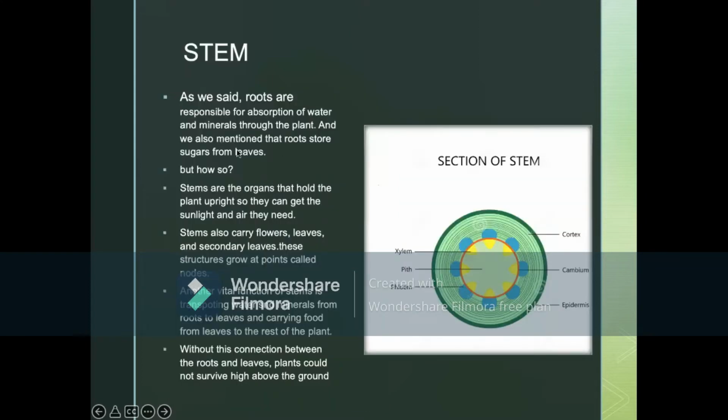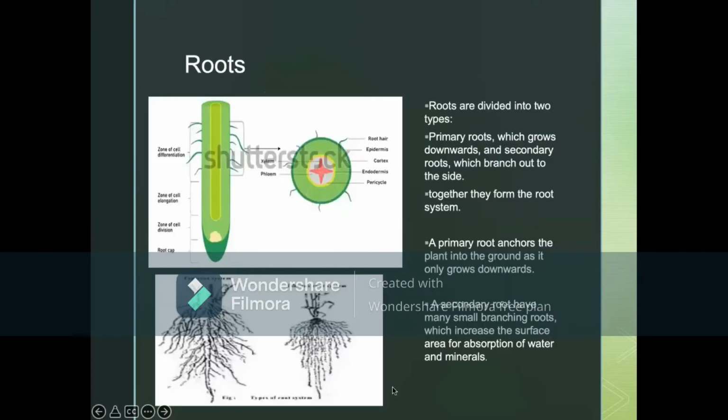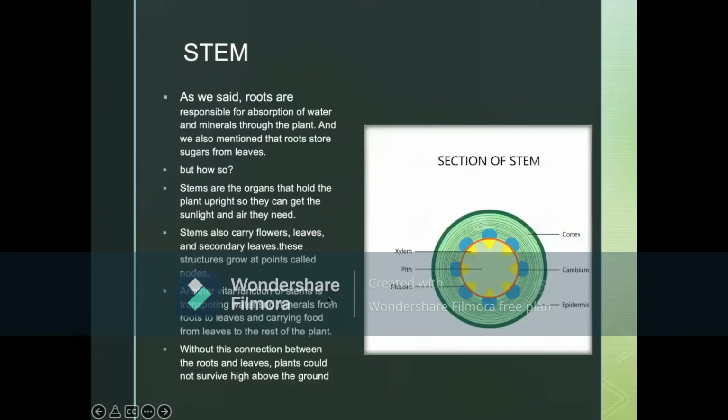Okay, so going up the plant, we have the stem. And as we said, roots are responsible for the absorption of water and minerals through the plant. And we also mentioned that roots store sugars from the leaves. Roots absorb water and minerals, okay? And sometimes roots store food materials coming from the leaves, okay? We'll talk about that in a bit.